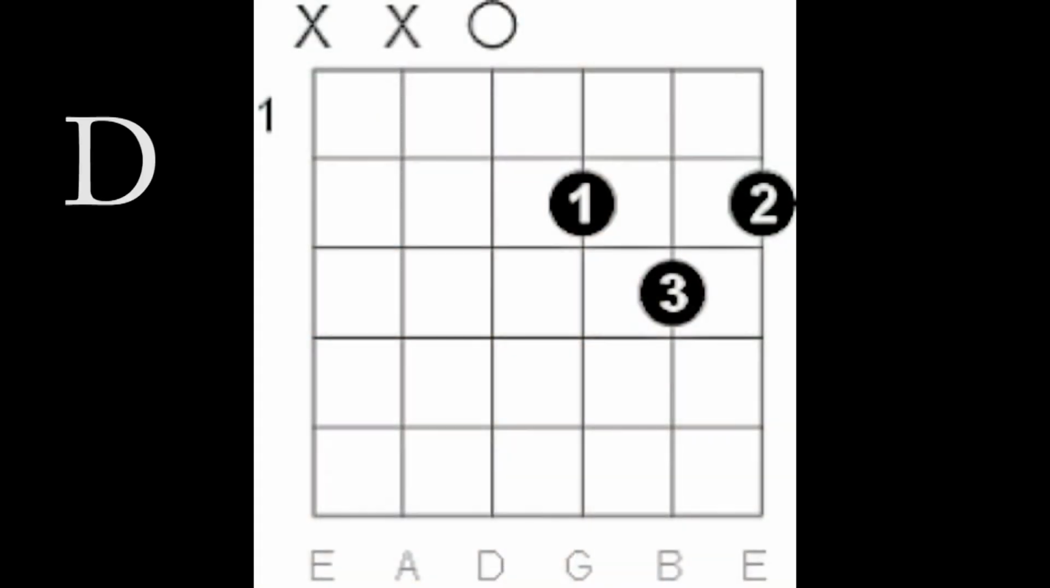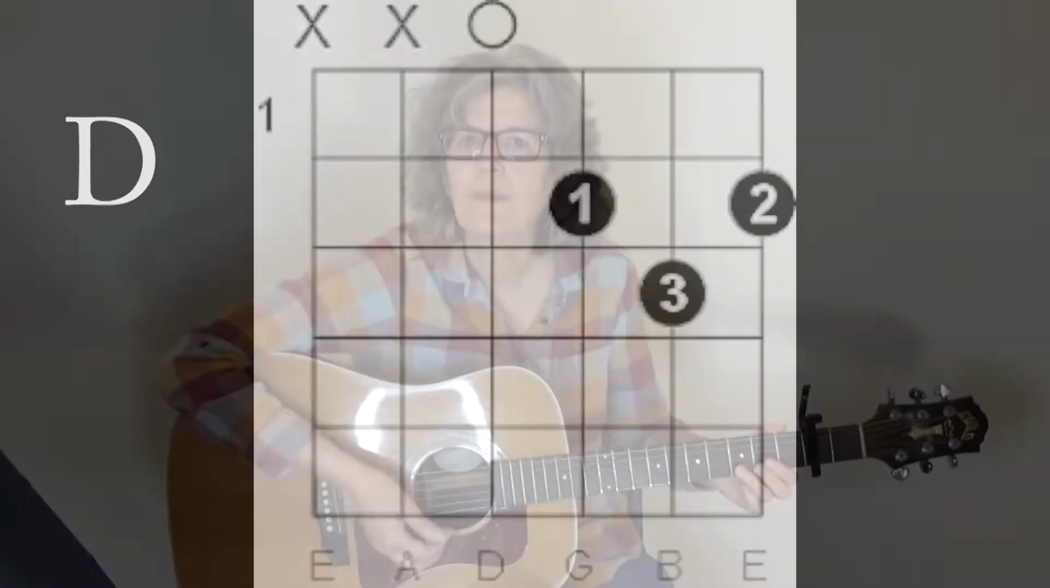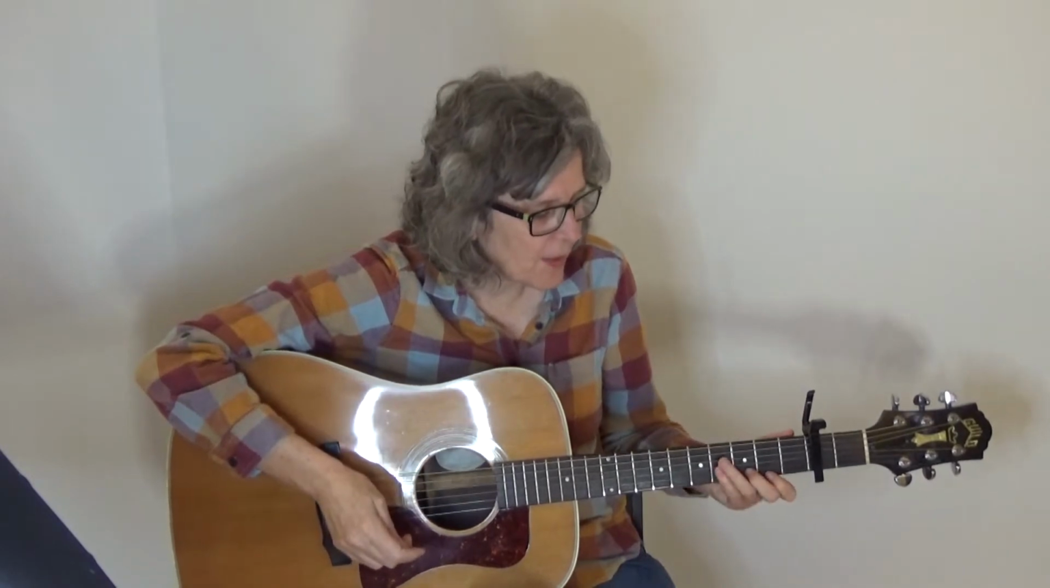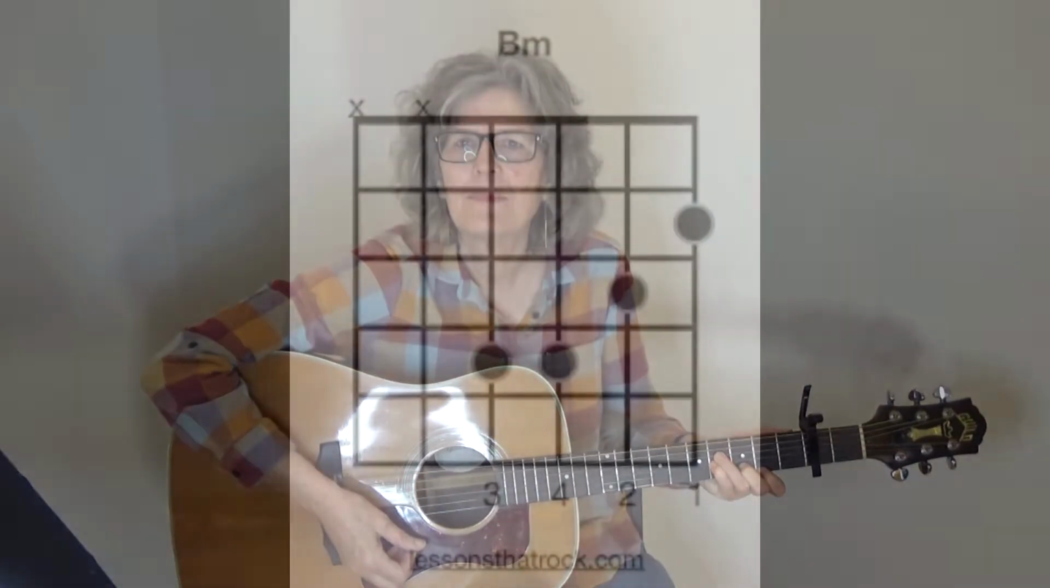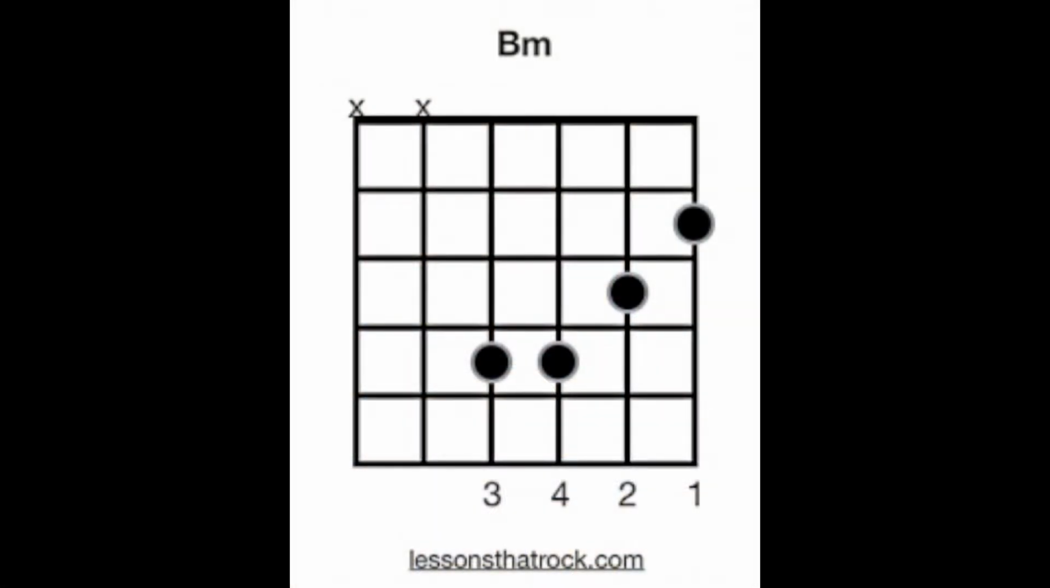D. B minor. You can do it a couple of different ways. So you could do a B minor this way. Or you could do it as a bar chord.